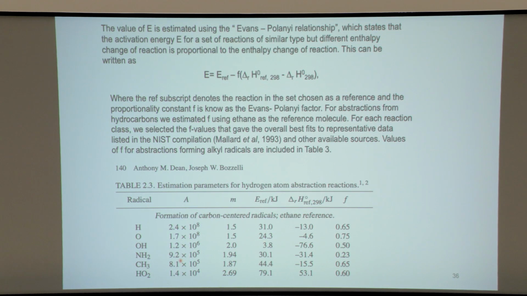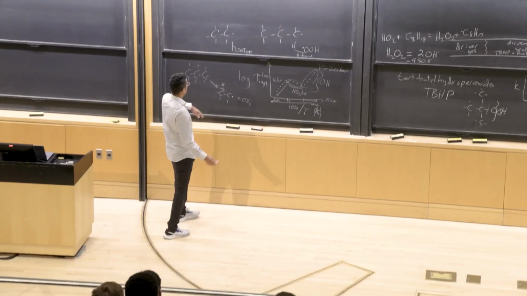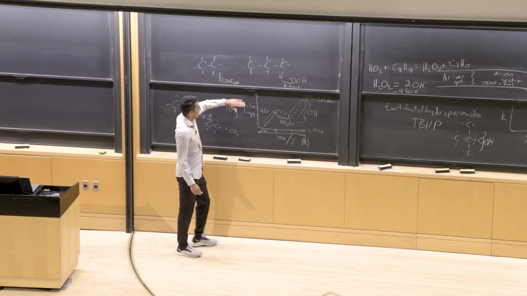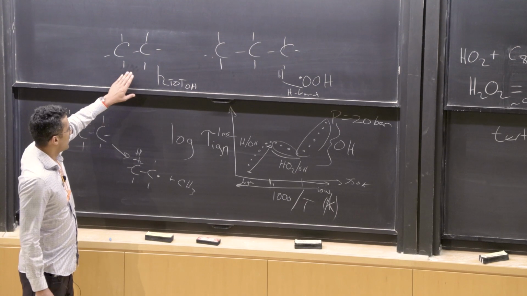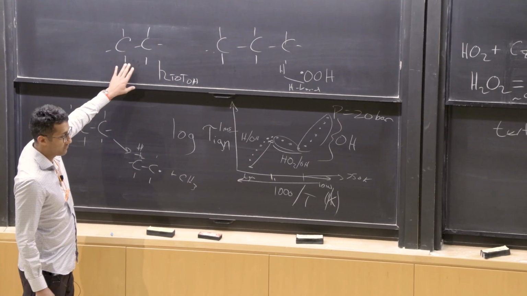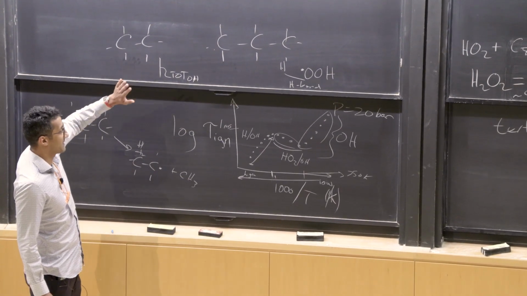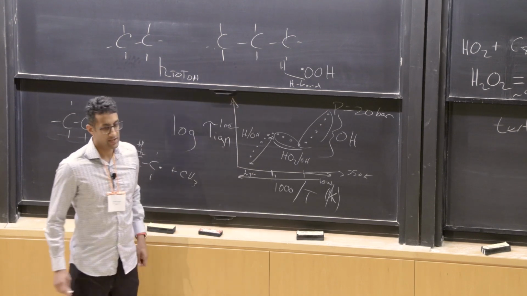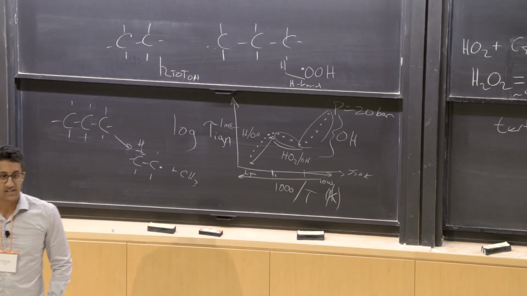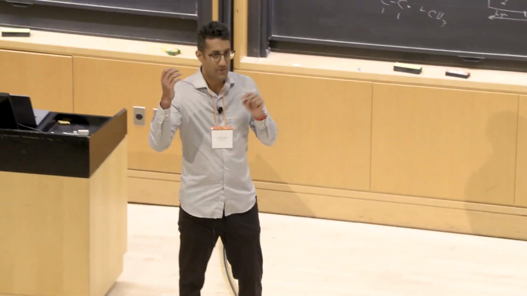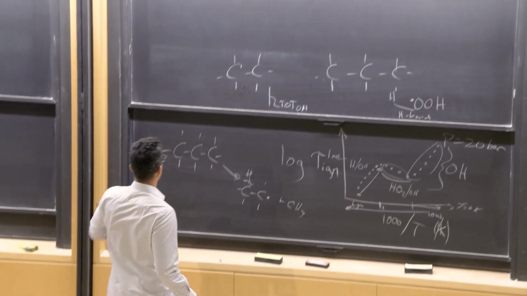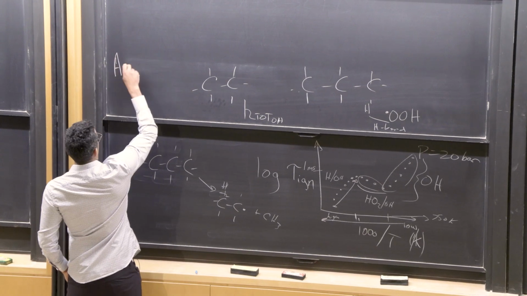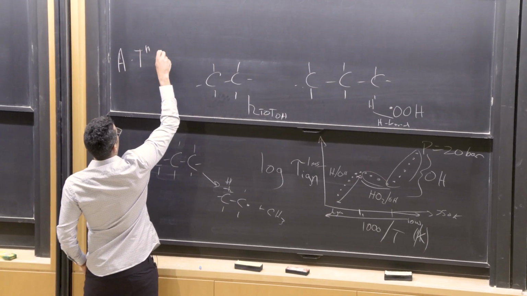So it just says, let's say HO2 is reacting with ethane and with propane. If you have some estimate for HO2 plus ethane, you can try to take that estimate and move it to HO2 plus propane. And the way they do this is they say that a radical reacts with all molecules. The A factor is always the same. So if you have A times T to the n.